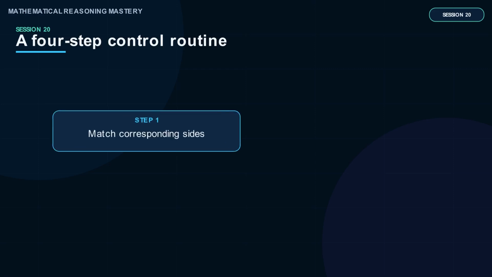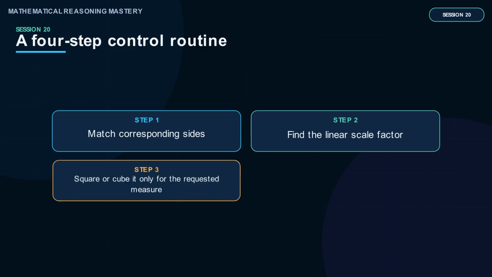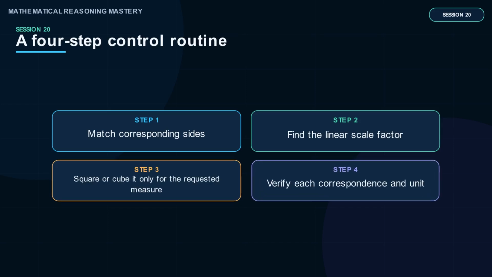Step 1. Match corresponding sides. State the target and preserve its units or conditions. Step 2. Find the linear scale factor. Use a separate line so signs, factors, and labels remain visible. Step 3. Square or cube it only for the requested measure. Keep the reasoning efficient, but never skip an operation that could hide an error. Step 4. Verify each correspondence and unit. Verification is part of the solution because it tests the answer from another direction.